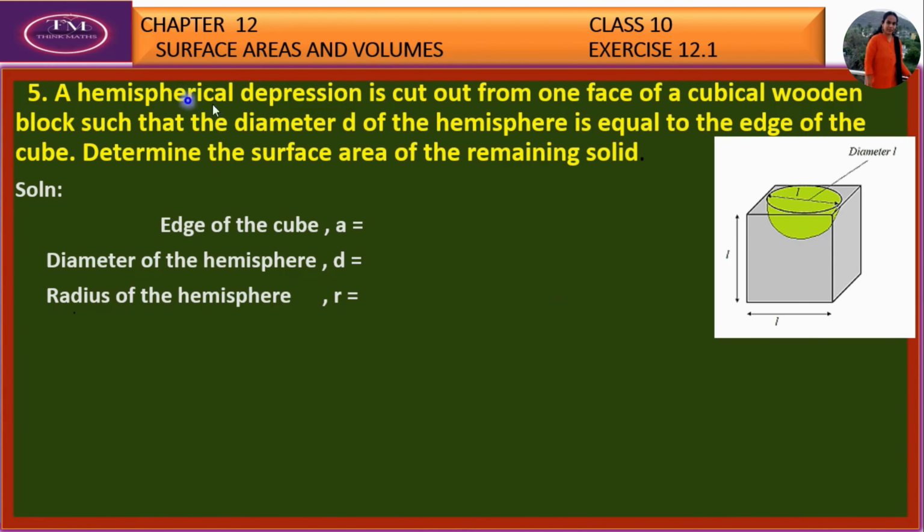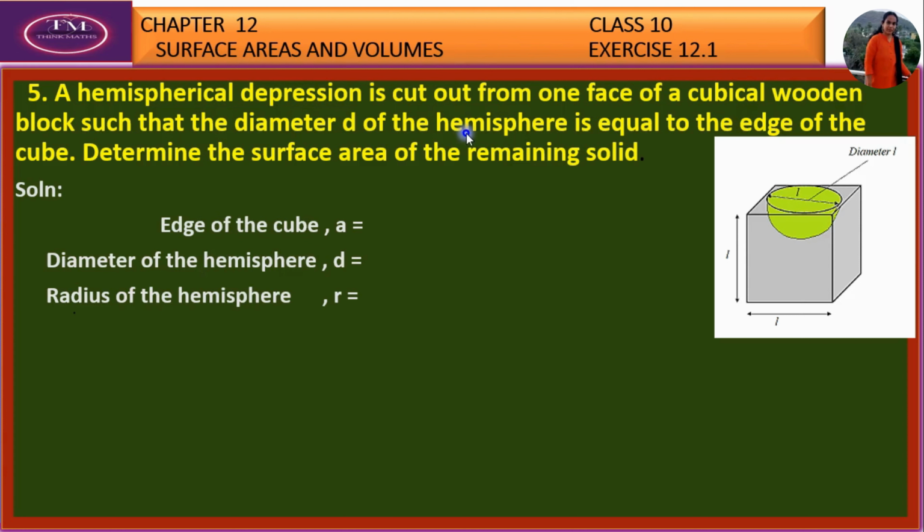A hemispherical depression is cut out from one face of a cubical wooden block such that the diameter D of the hemisphere is equal to the edge of the cube. Determine the surface area of the solid. This is almost the same as the previous problem, but in the previous problem the hemisphere is mounted on the cube. Here this hemisphere is made as a depression.